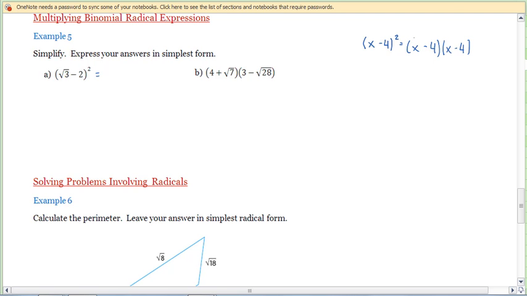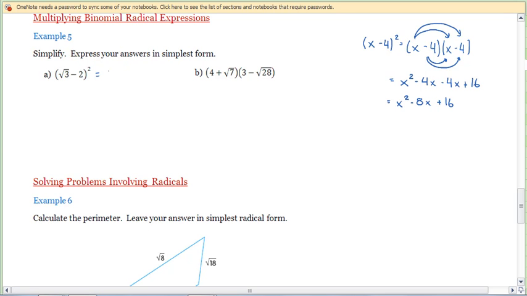And when I expand this now, I have to remember that we have to multiply each term in the first bracket by each term in the second bracket. So I'm with x squared minus 4x plus 16, which is equal to x squared minus 8x plus 16. And we just have to bear in mind our radical rules.